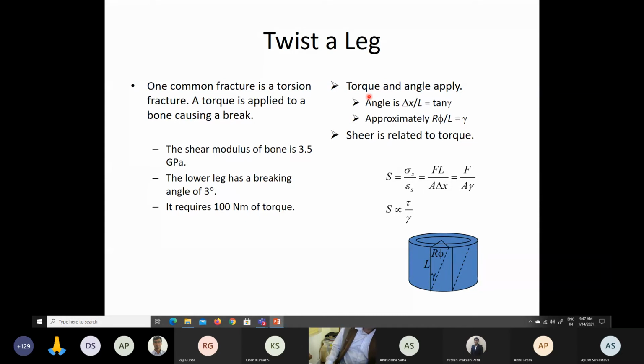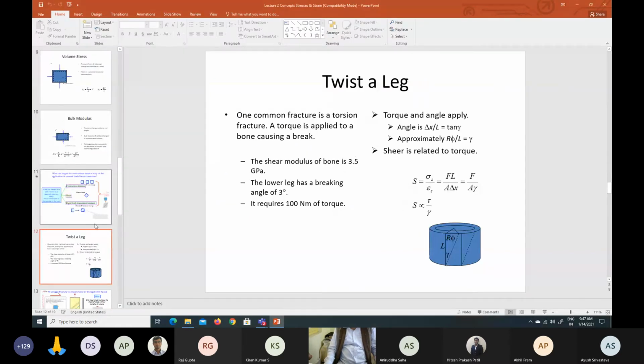So as you know, torsion would result in angular deformation. I think there is a small spelling mistake here. It should be shear is related to torque. So this should be corrected. Just a moment. Oh, I didn't realize that. I'll just correct it here.